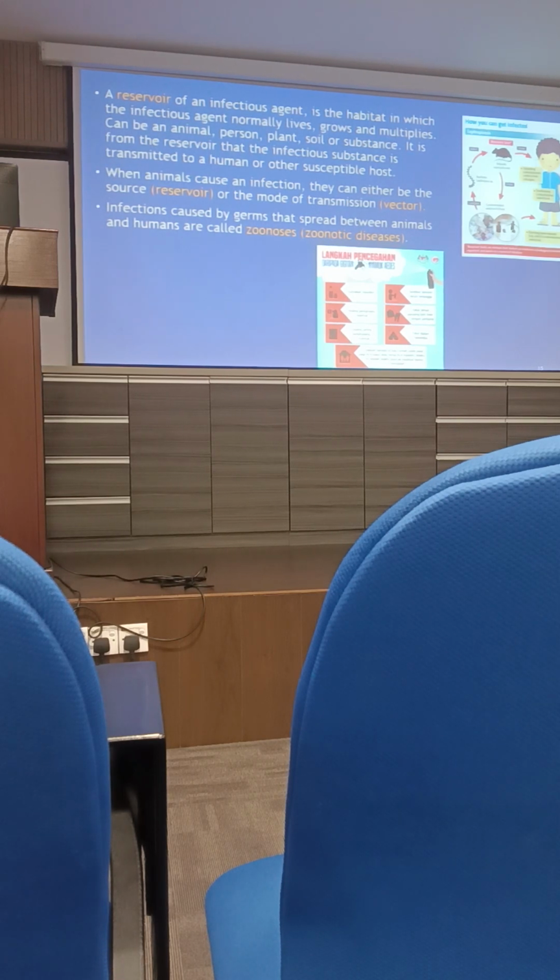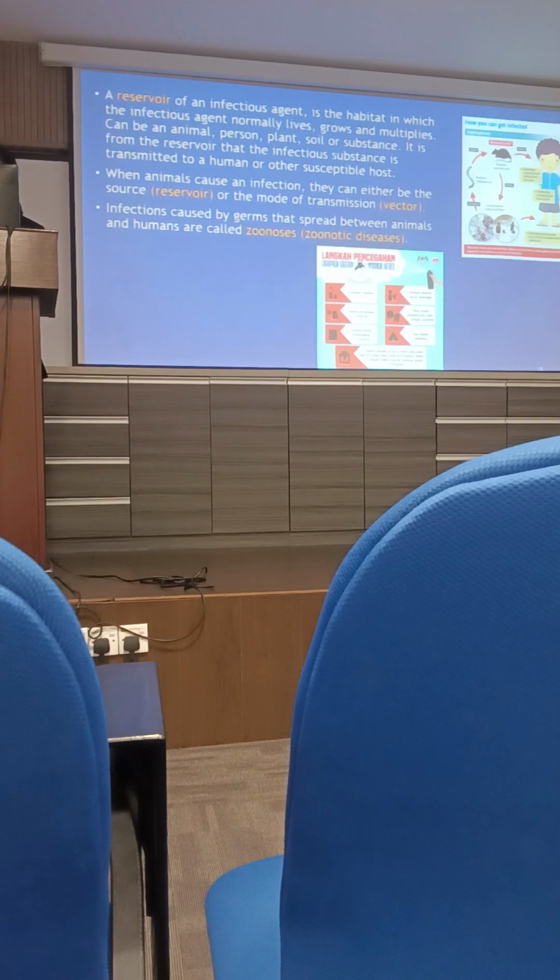Okay, a few other terms. A reservoir is like what we call takungan. It is the habitat in which the infectious agent normally lives. I have given an example here, leptospirosis, or penyakit kencing tikus, right? So here the reservoir is the rat. The bacteria can grow and multiply inside the reservoir, and then from the urine of the rat, it can get transmitted to humans. When an animal causes an infection, it can either be a reservoir or the mode of transmission, a vector, like a mosquito. We say mosquito-borne diseases, vector-borne diseases. When infections spread between animals and humans, we call them zoonotic diseases or zoonosis.